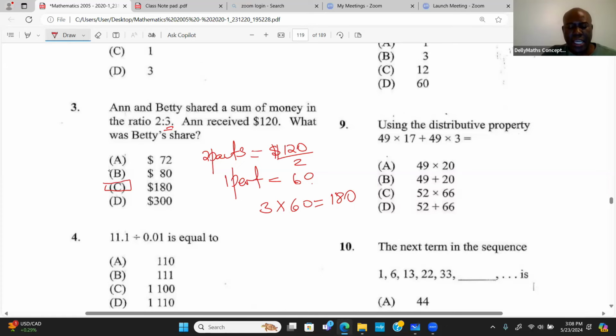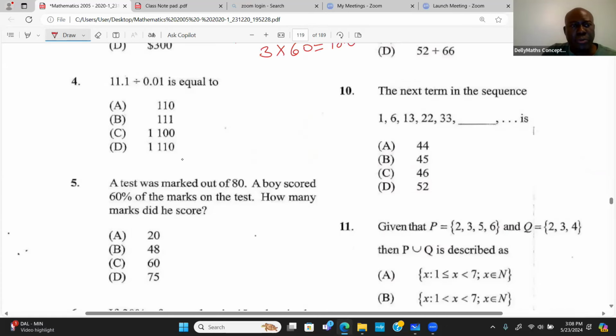All right. Now let's take a look at number four. Number four says 11.1 divided by 0.01. What we want to do is to set this up the regular way. So we're looking at 11.1, and then you want to divide this by 0.01. Remember, the idea is that you want your divisor, which is this at the bottom, to be a whole number. So we're going to move the decimal point 2 places to the right, as you could see, for it to become 1 at the denominator right there.